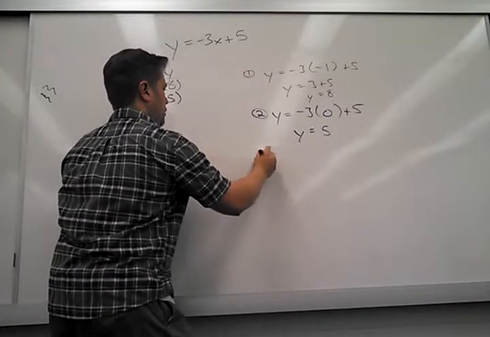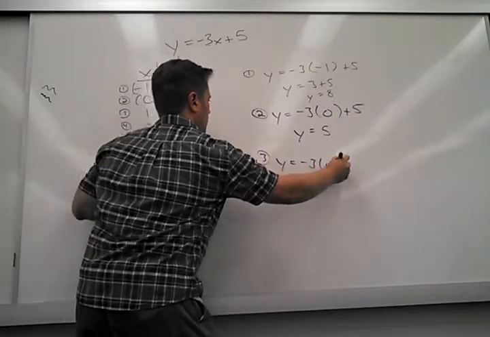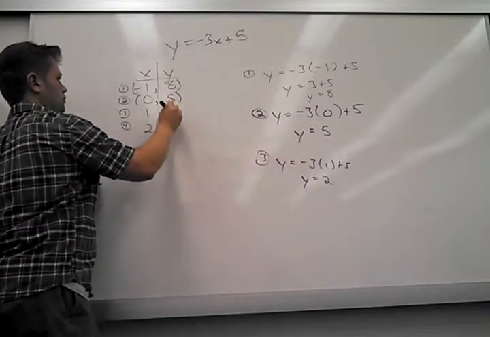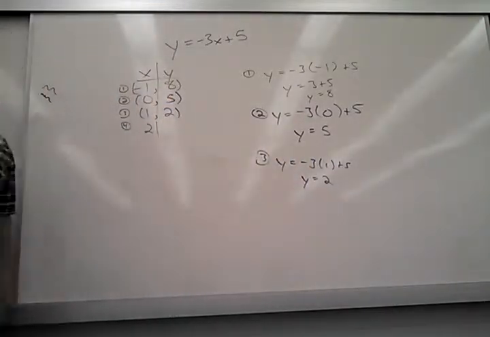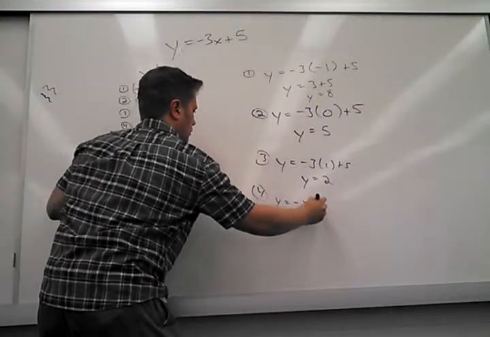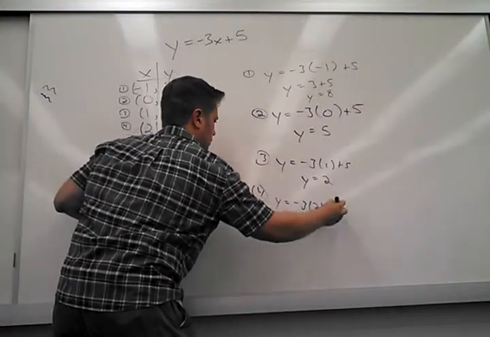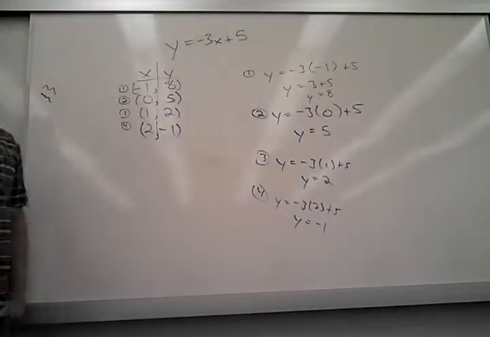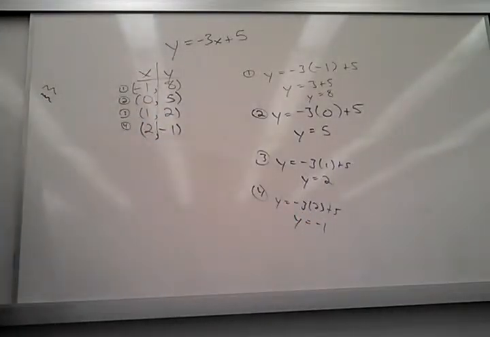What do you get when you put a 1 in there? 2. I like it. Negative 3 plus 5 is 2. So now those numbers go together. And when you plug a 2 in there, you get negative 6 plus 5, negative 1. So those numbers go together as a point. And you just make it a visual representation of what's going on.